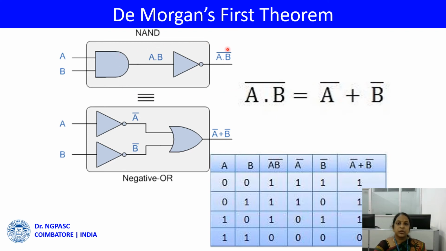So this is the De Morgan's first theorem's logic diagram. So (A dot B) whole complement is equal to A complement plus B complement. So this is the construction. First, you will construct A dot B using an AND gate. You will just take the output of the AND gate and complement it using a NOT gate, which will give you (A dot B) the whole complement.